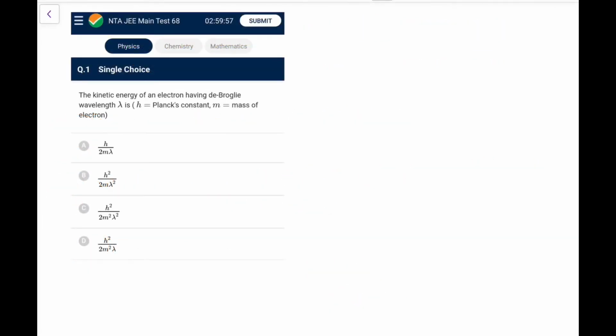So let's begin. The first question: the kinetic energy of an electron having de Broglie wavelength lambda is. It's a straightforward one. You know lambda is h by p, which is h by mv, which you write as h upon root 2mK. So kinetic energy would be h square upon 2m lambda square. So go for option B. That's quite a regular one for you.